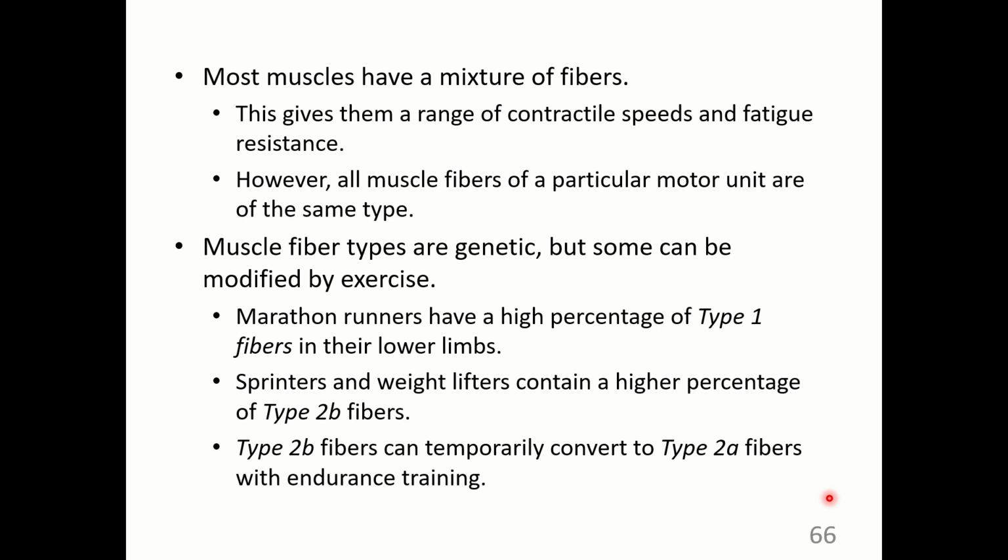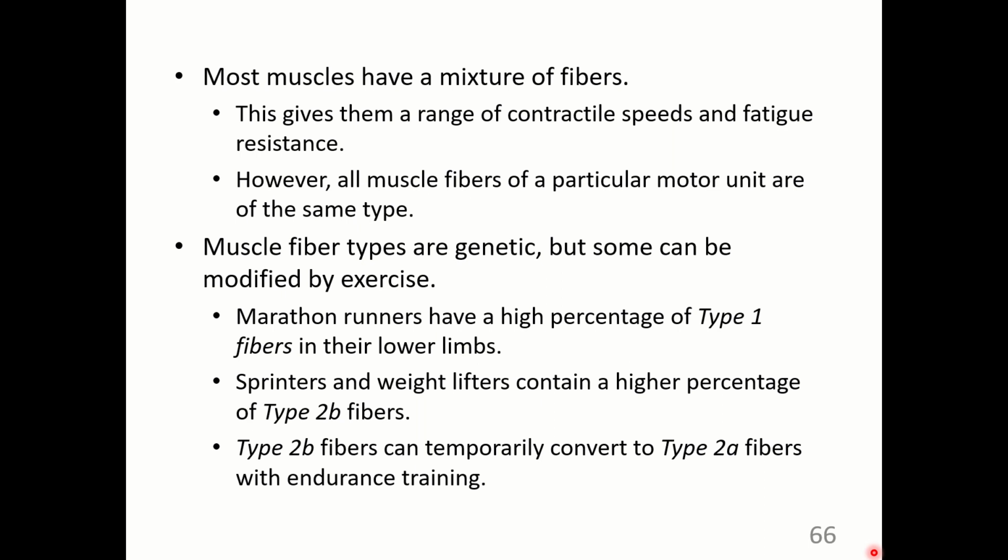Most muscles have a mixture of fibers. This gives them a range of contractile speeds and fatigue resistance. However, all muscle fibers of a particular motor unit are of the same type. Muscle fiber types are genetic, but some can be modified by exercise.